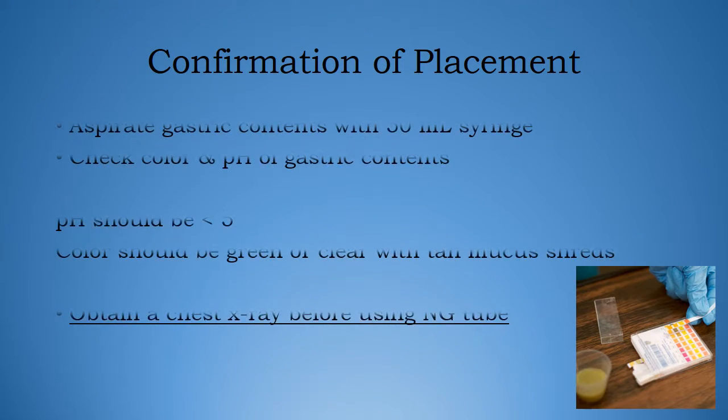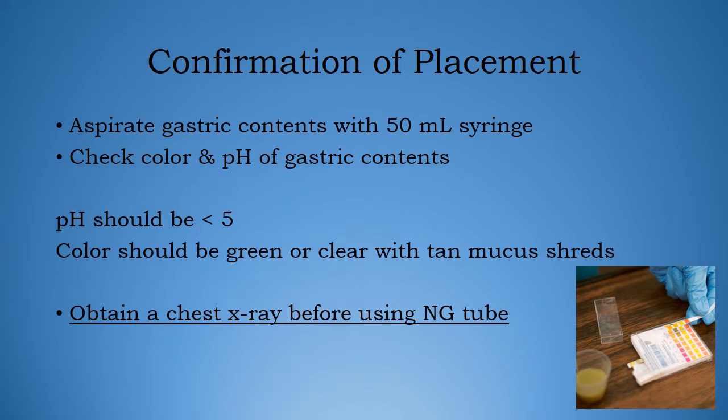Confirmation of placement. Aspirate gastric contents with 50 milliliter syringe and check color and pH. The pH should be 5 or less, and the color should be green or clear with tan mucus shreds to indicate tube is properly placed in the stomach.